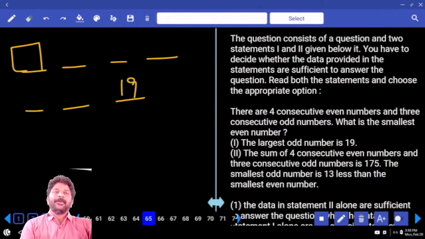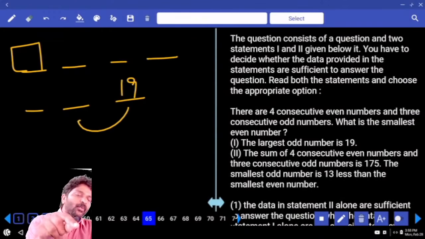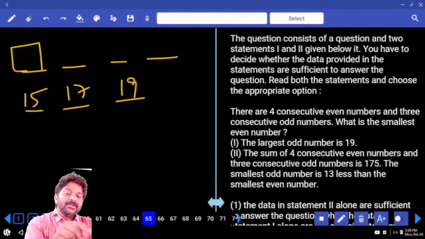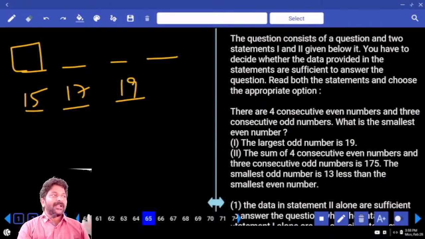Now from the first information, the largest odd number is known. 19 is the largest odd number. Prior to that, what odd number will be there? And before that? So we know 3 consecutive odd numbers but not the even numbers. And we don't have any relation between even numbers and odd numbers. So 1 alone is not sufficient.